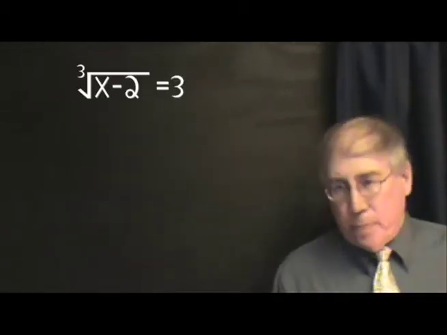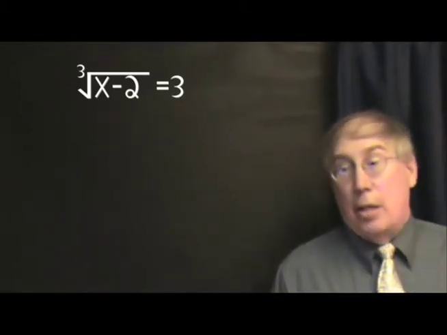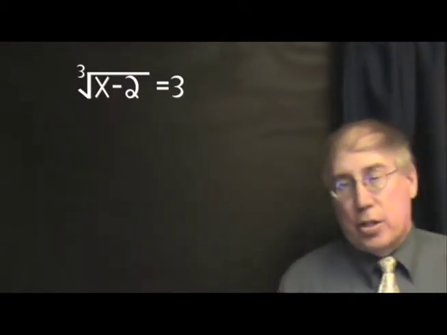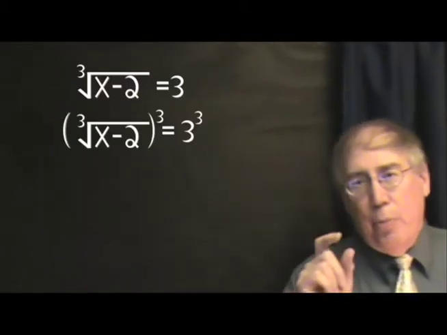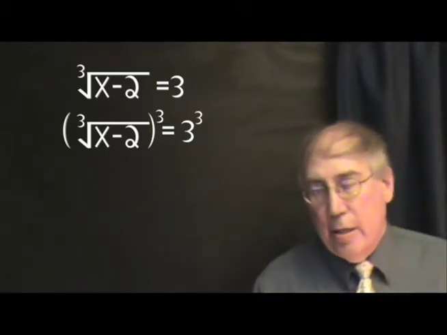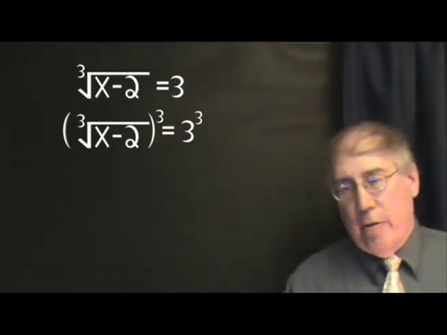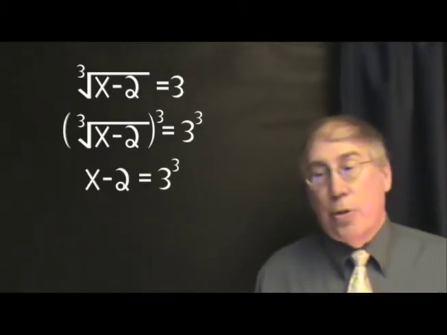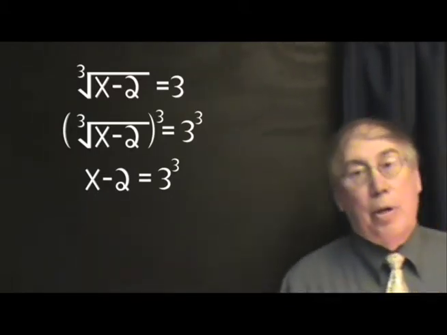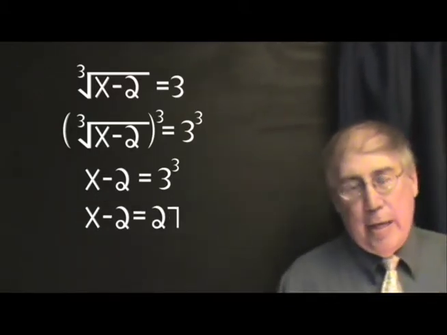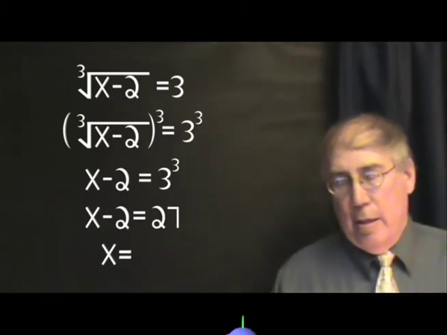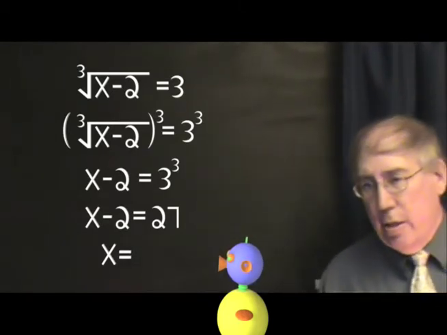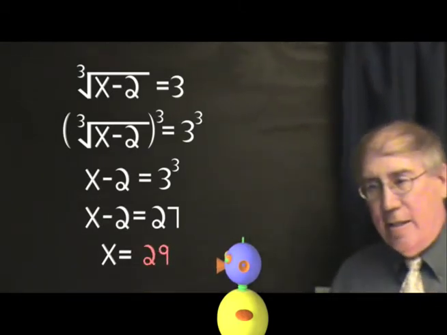Now the last problem is a little different, and it's a cube root. Now we can attack this the same sort of way, but this time we're going to cube both sides instead of squaring both sides, and that will remove the radical on the left hand side. So we get x minus 2 equals 3 cubed, and then we want to add 2 to both sides here, and we'll get an answer of x equals 29. Thank you.